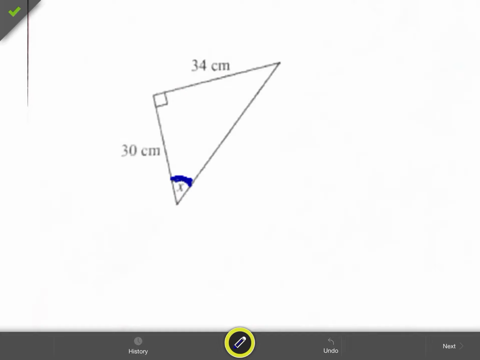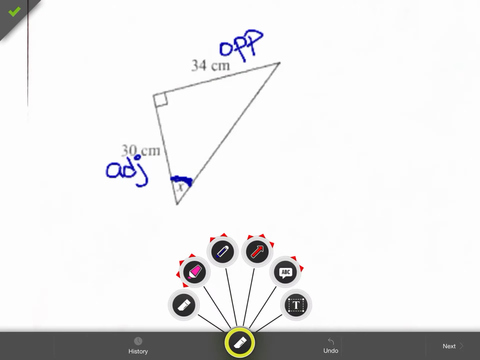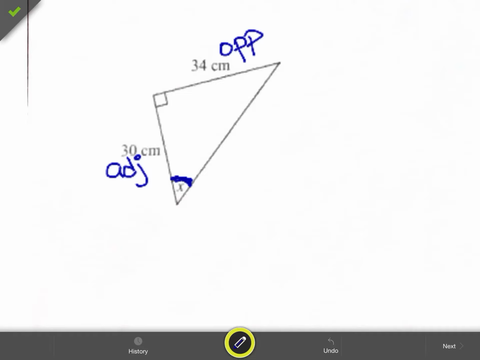All right, so mark your angle. I do notice nothing on my hypotenuse. I'm not going to label it. Now I have to label the 34 and the 30, so it's either going to be adjacent or opposite. So, remember, opposite is across from, so that would make this opposite. Adjacent is next to. That side touches that angle. Again, you don't have to draw the arrow if you don't need it. It's just for my non-visual people.